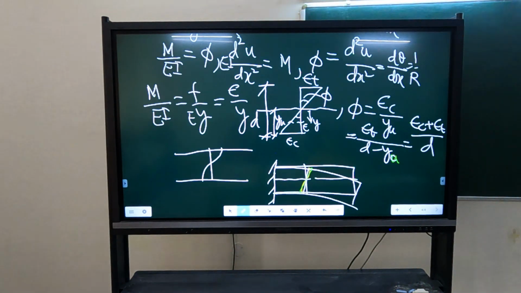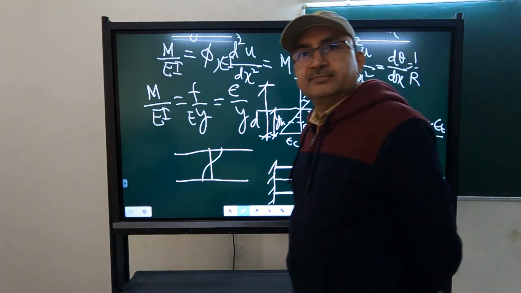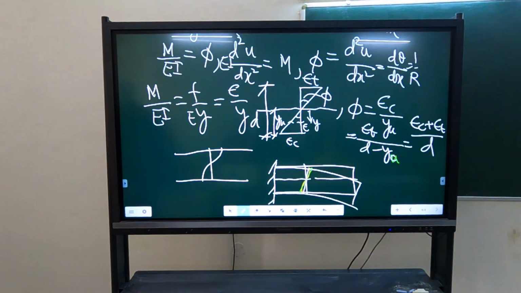Now, out of these three, which one you will like to use in your calculation? Three expressions you have. You can use all the three. Which one you will like to use? Last. Why? Because when we are deciding cellular criteria, we are deciding first what strain we will take, and from that we will calculate curvature. At any point, we know epsilon c as well as epsilon t.